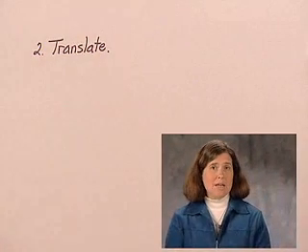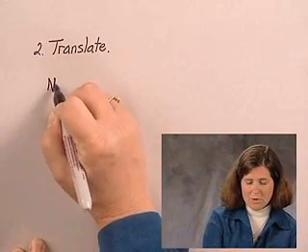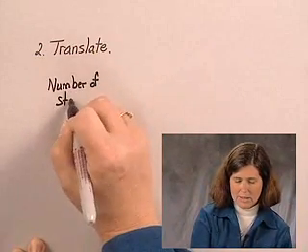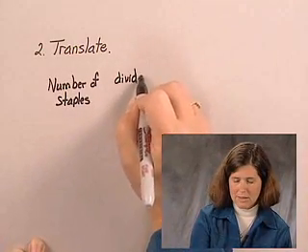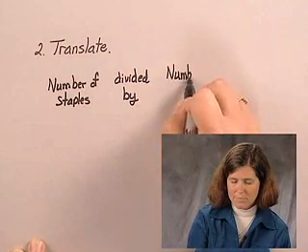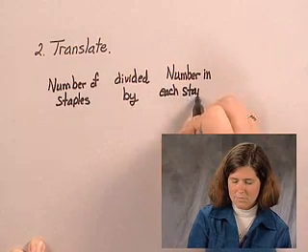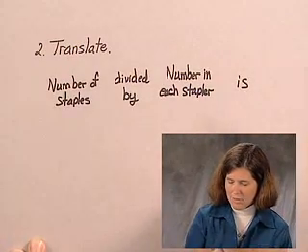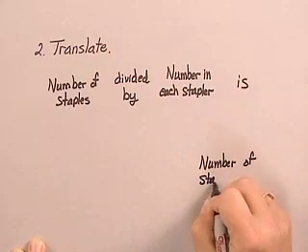We'll begin by rephrasing it using English words. We would rephrase this by saying that the number of staples, divided by the number in each stapler, is the number of staplers filled.